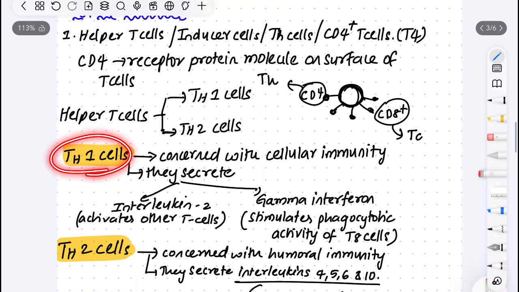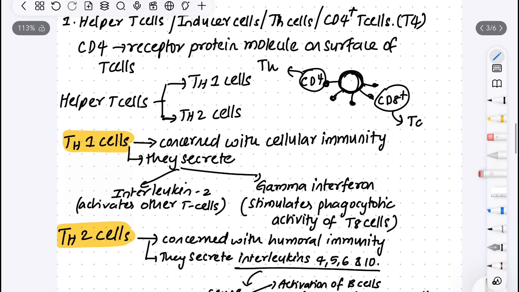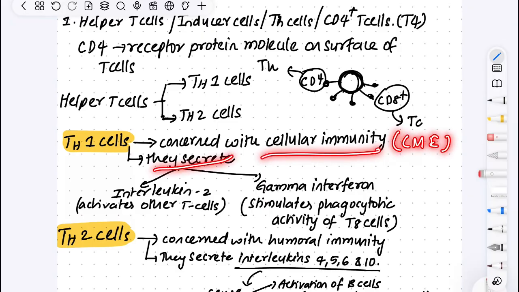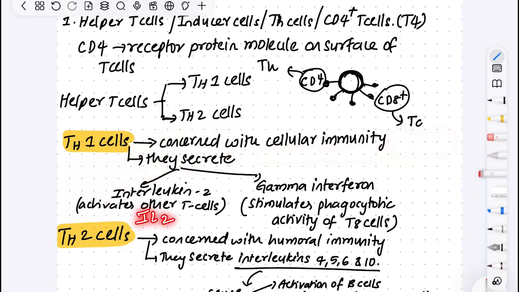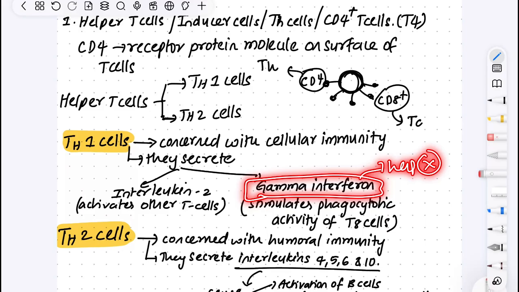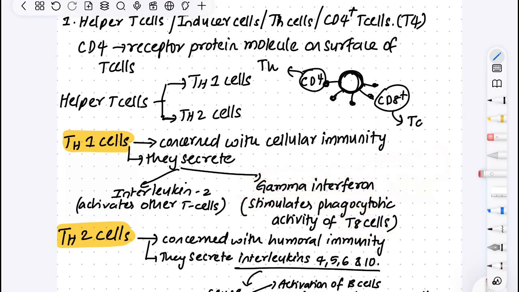Now what do T helper 1 cells do? They are concerned with cellular immunity, that is, cell mediated immunity, and they secrete interleukin 2 and gamma interferons. Now what does this interleukin 2 do? It activates other T cells. And this gamma interferon stimulates phagocytic activity of TH cells, that is, it helps in killing of the pathogen with the help of TH cells.